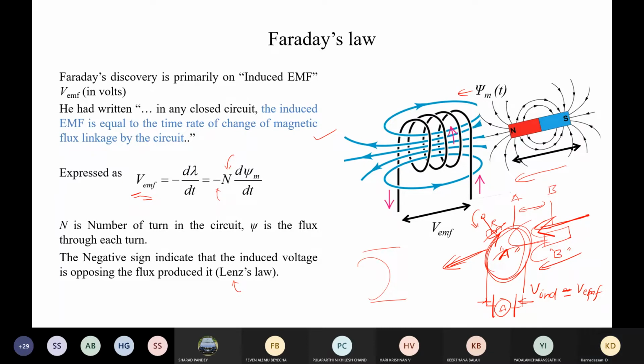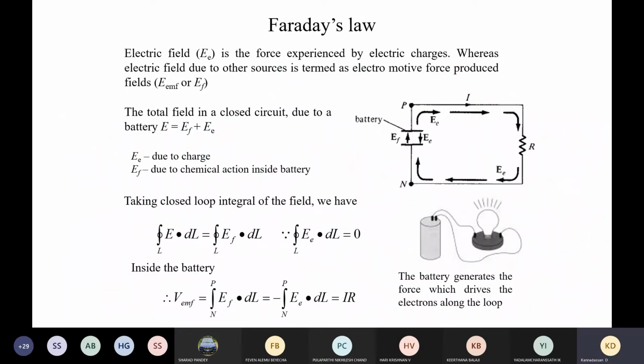So this is the total amount of electromotive force induced by the closed loop, and this can be described in a very conventional circuit itself.